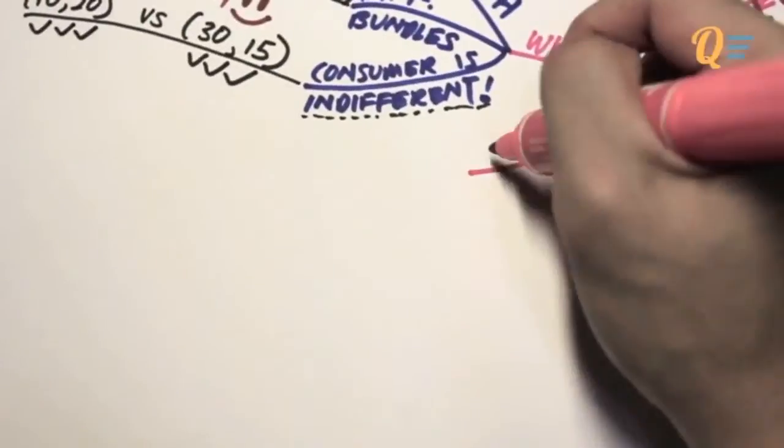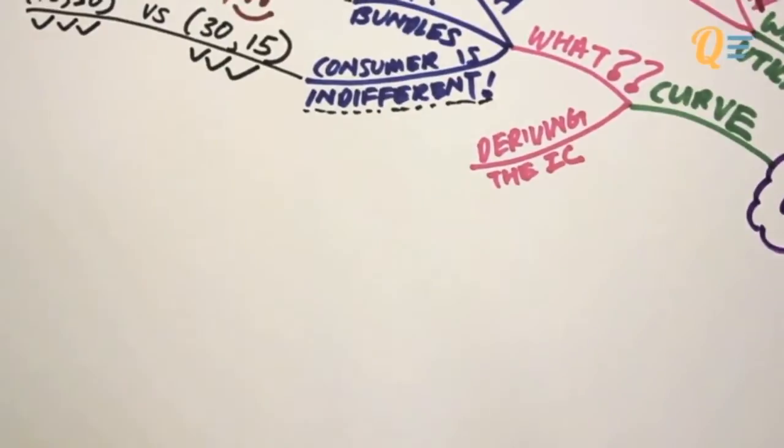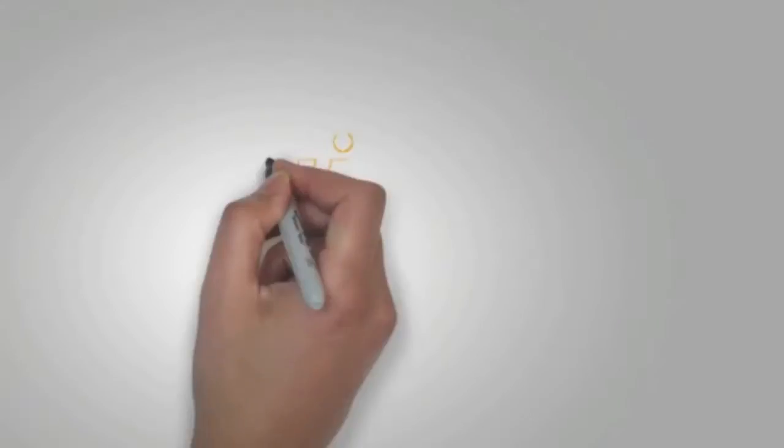And at Quickonomics, we are particular about how certain graphs and concepts are being derived. So we are going to go through how we derive the indifference curve.